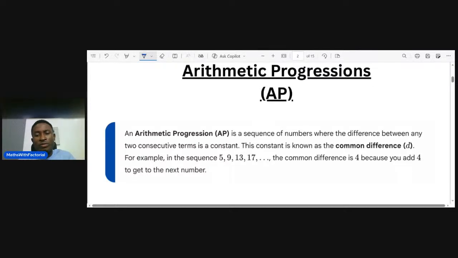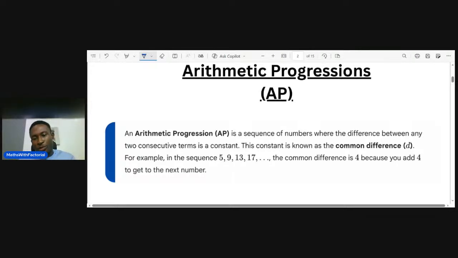It is a sequence of numbers where the difference between any two consecutive terms is a constant. I'll go over that again. Arithmetic progression is a sequence of numbers where the difference between two consecutive terms is a constant. So what do you mean by two consecutive terms? If I have one, the next number is what? Two. So one and two are two consecutive terms. That is the number following another number.